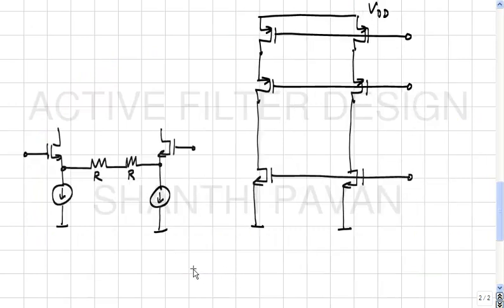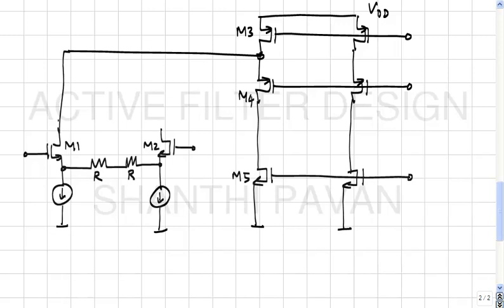Okay, let me label the transistors before we get all confused. M1, M2, M3, M4, M5. Okay. Drain of M3, yes? What of M1? Drain of M1, okay. Alright, what else? What about the drain of M2? All right. The other side. Very nice.